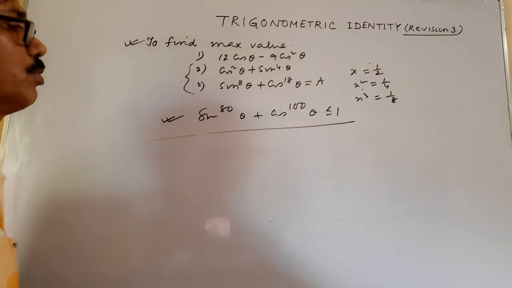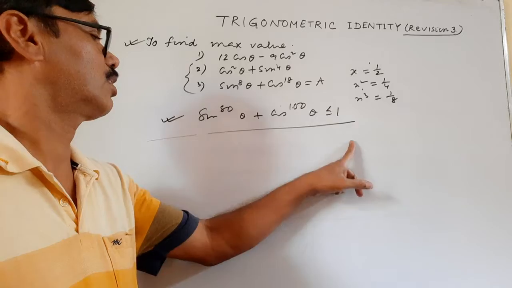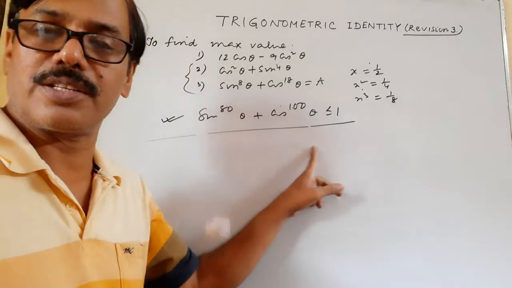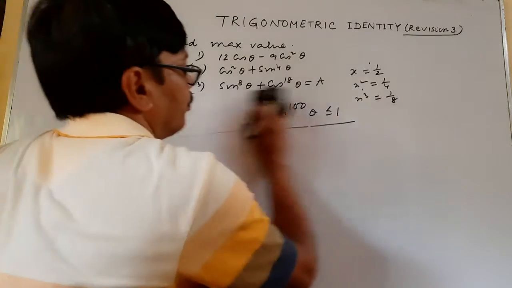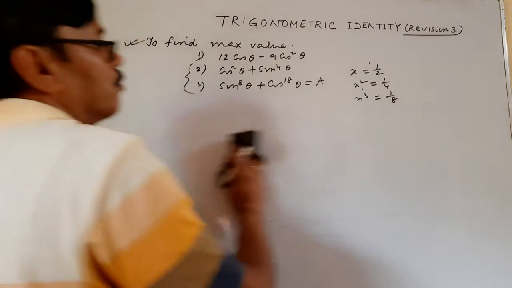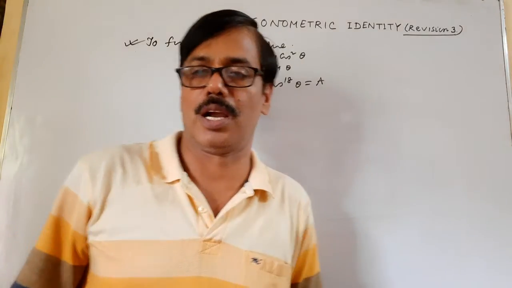You try to prove this one. Sine to the power 80 theta is less than or equal to sine square theta. Cos to the power 100 theta is less than or equal to cos square theta. Adding, we get the result. So how to find the maximum and minimum value of a trigonometric identity?